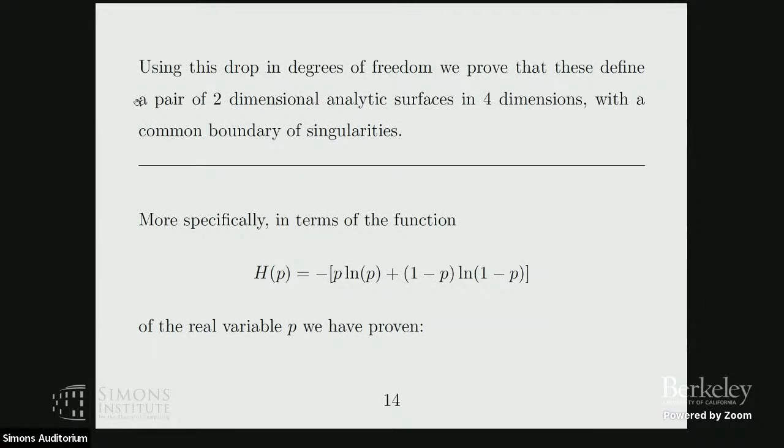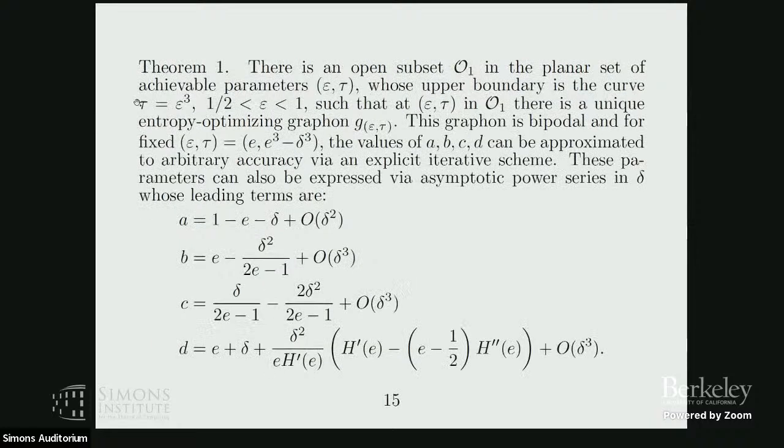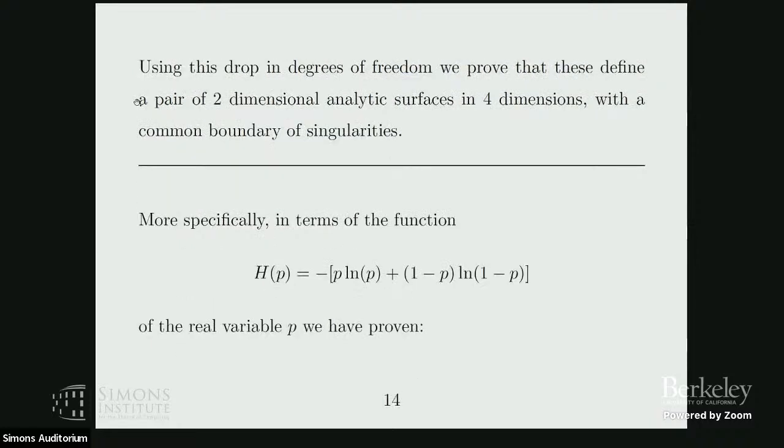Let me say a little more. These 4 numbers, A, B, C, D, we actually have good control over them. We give asymptotic expansions for those numbers. We can determine those numbers as accurately as we want. In the next couple of slides, I will give you those asymptotic expansions. It makes use of this function of a real variable, h.